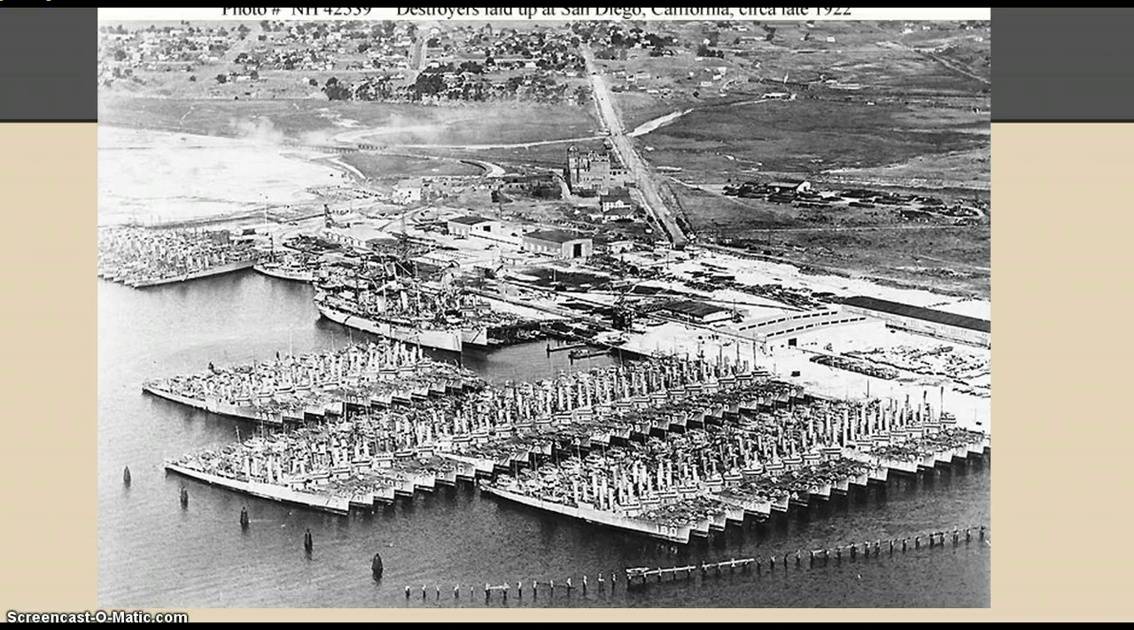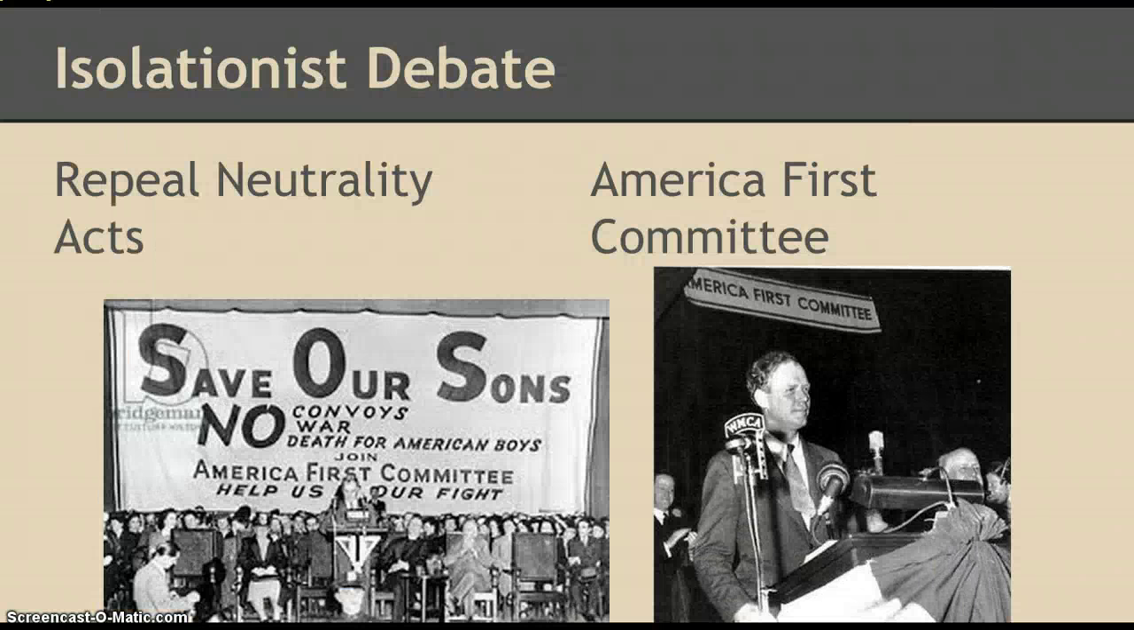So let's begin to kind of think about how close we're getting to actually getting involved in the war. So there is a debate at this time in America called the isolationist debate, and there's 2 sides. One side says we must repeal the Neutrality Acts. We need to show our support for the Allies. We're against what Germany is doing, and we must act now.